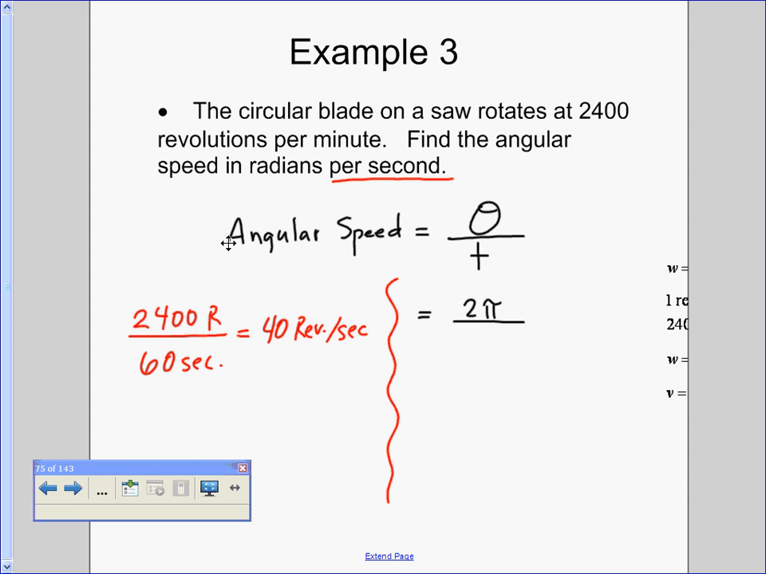Well, since we start out with our 2 pi, we want to know how long it takes to get 1 revolution. Now, you could set up a ratio, or you could just recognize that this is going to be 1/40th, either way. So if you get 40 revolutions in 1 second, then 1 revolution takes 1/40th of a second.